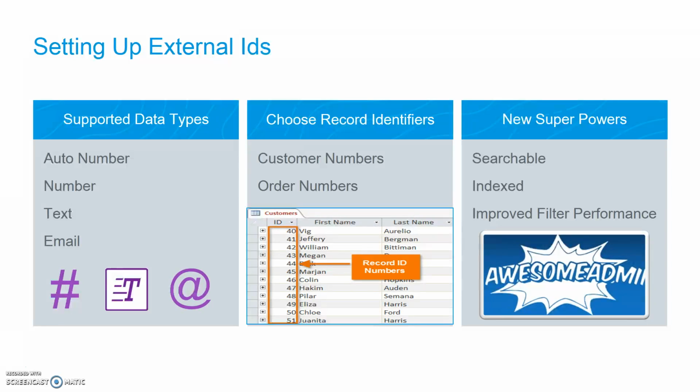First, it's searchable. That means your users can use global search to look up the data. Secondly, it's indexed, which means anywhere you might be filtering by these values, whether it's a list view, a report, or a SQL query, its performance will be improved.